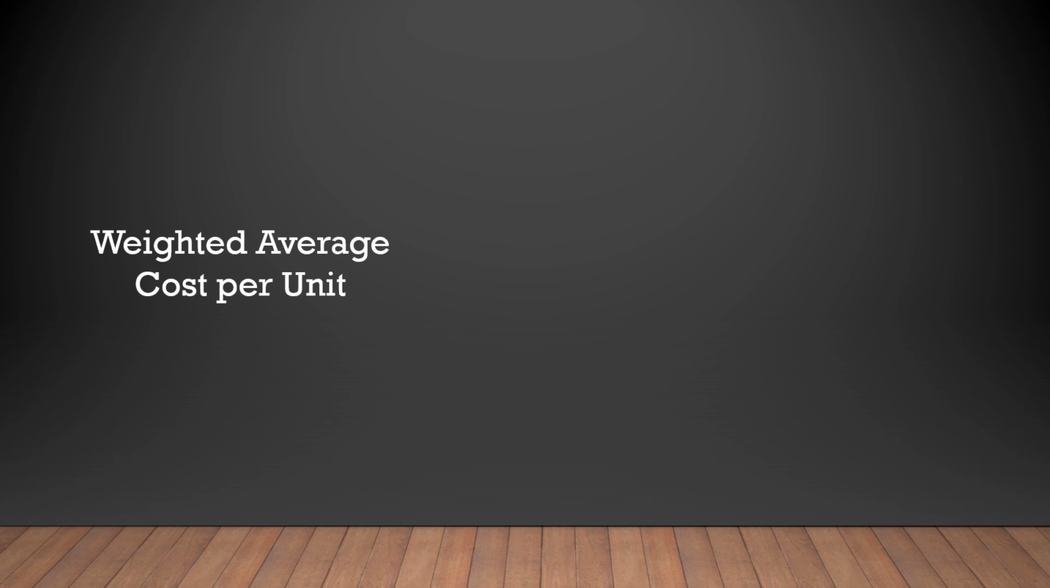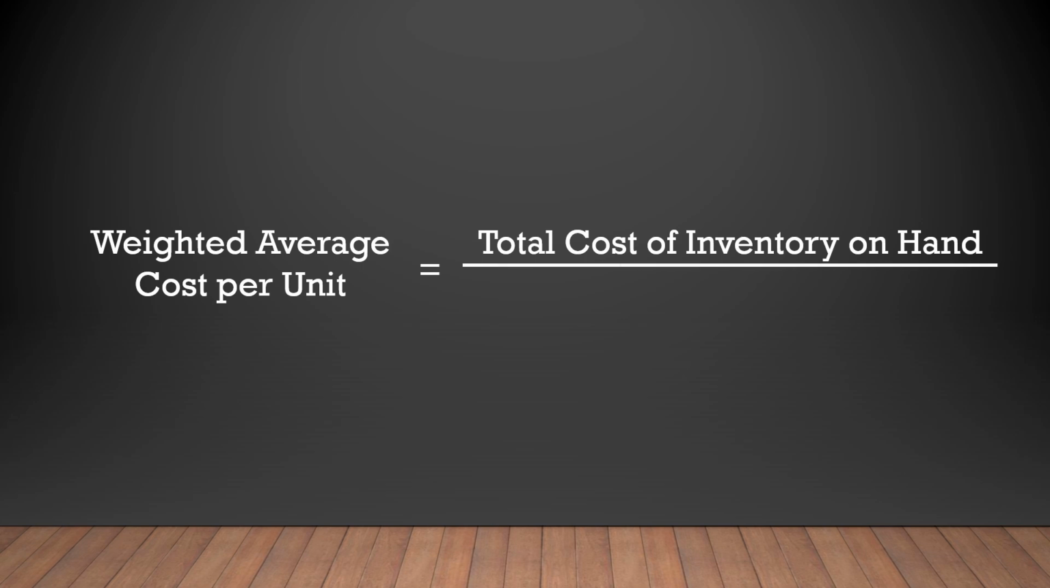The weighted average cost method is performed a little differently from LIFO and FIFO, but it's also much easier and quicker. All we'll do is calculate an average cost per unit and use that average cost to record our cost of sales. The weighted average cost is calculated as follows. We take the total cost of inventory on hand and divide that number by however many units of inventory we have on hand.